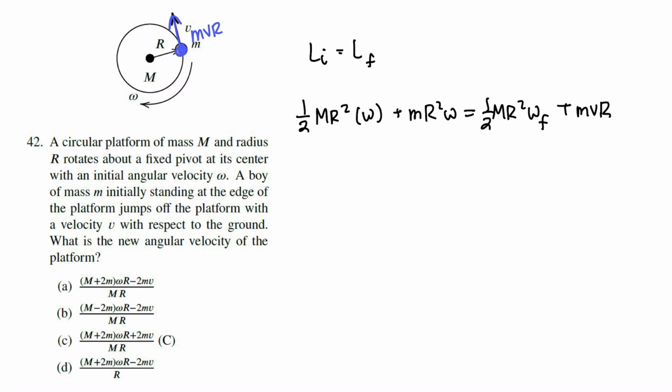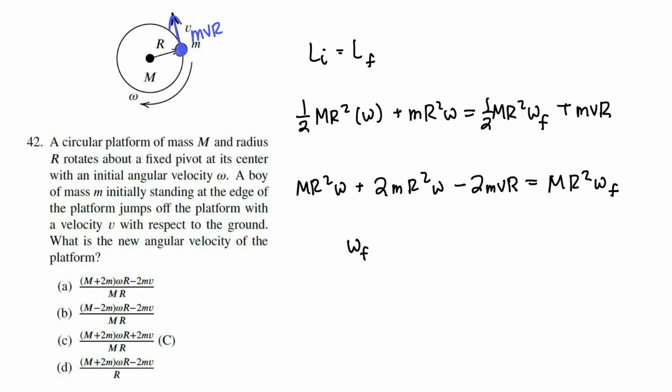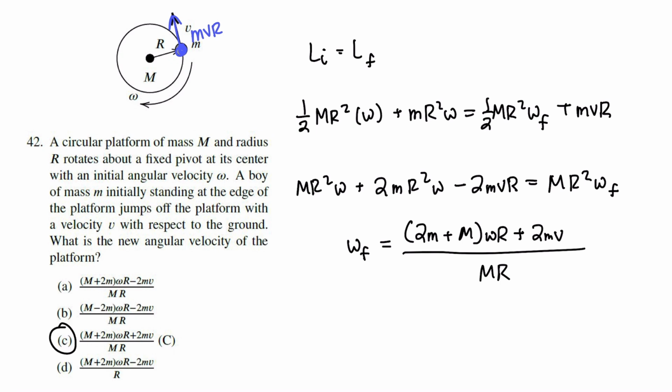From there, we just need to solve for omega f. So we get mr squared omega plus 2mr squared omega minus 2mvr is equal to mr squared omega f. Then if we do our algebraic division, we get omega f is equal to (2M plus m) omega r plus 2mv, divided by big MR, which is choice C.